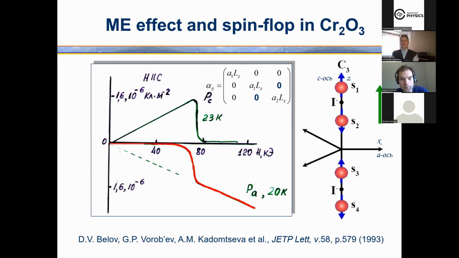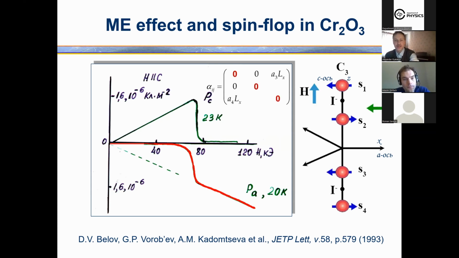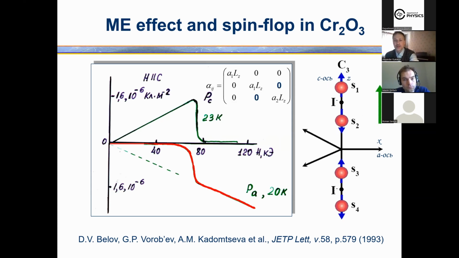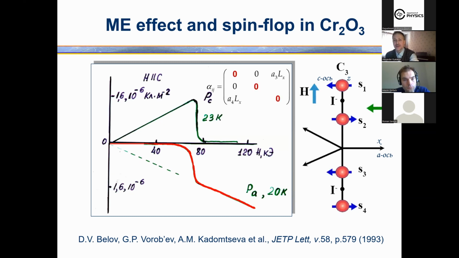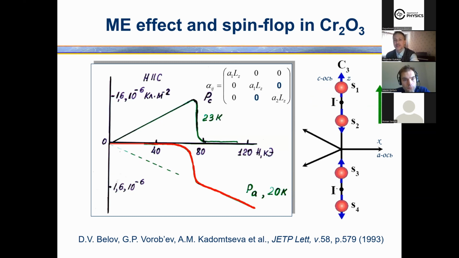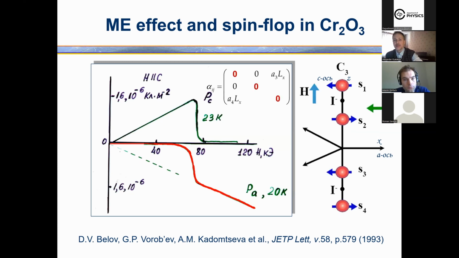And this paper in JETP Letters is just discussing these details. It is a classical paper that deals with the switching of the antiferromagnetic vector and switching the magnetoelectric tensor. You can see here the diagonal term in this phase and non-diagonal terms in a special magnetic field induced phase.